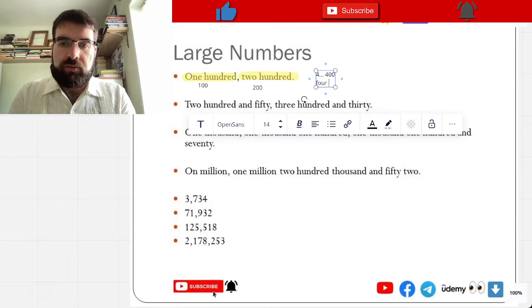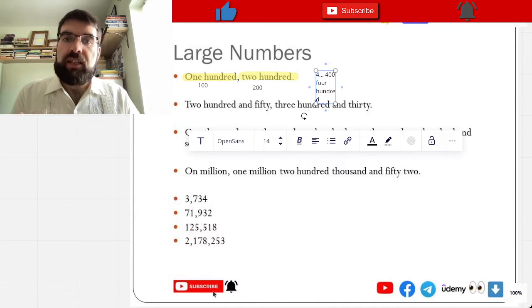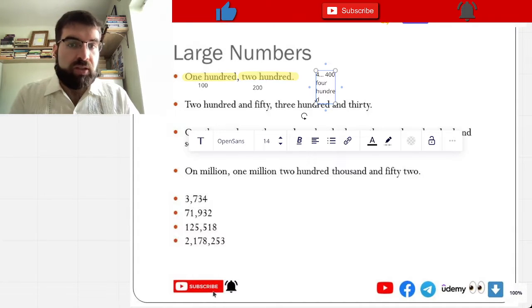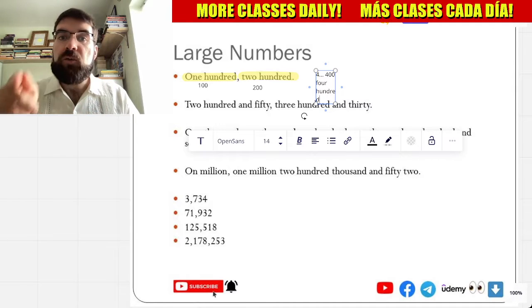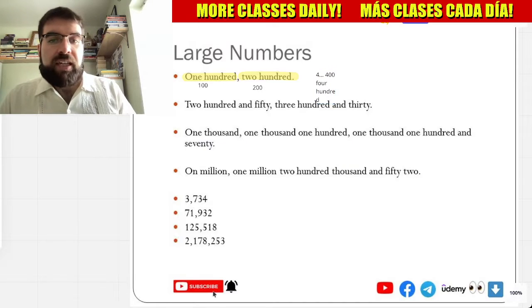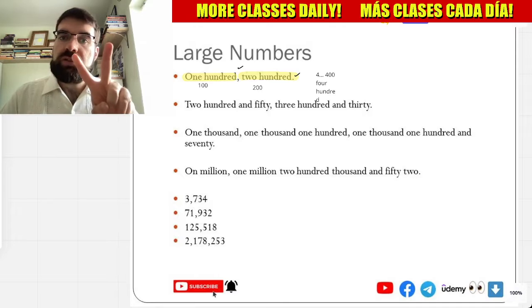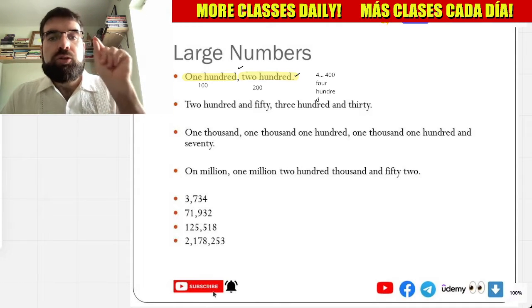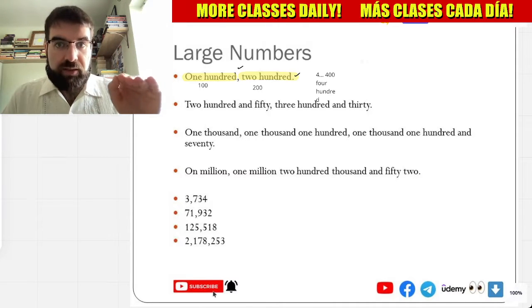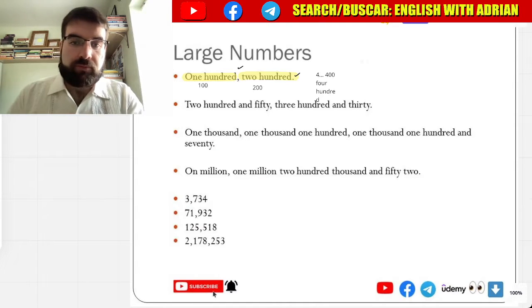400, 500, 600, 700, 800, 900. 100 is the same. No hundreds. Dos cientos, 200, 300. 100, es mismo en cualquier número. 100, 200.